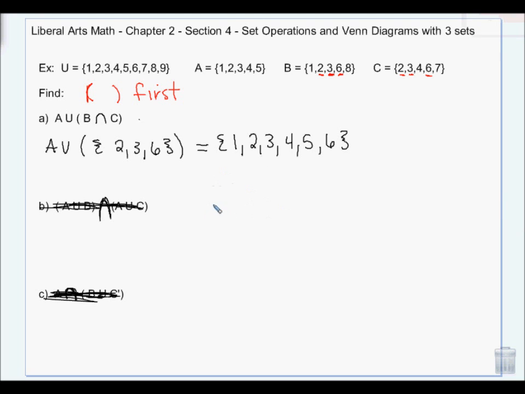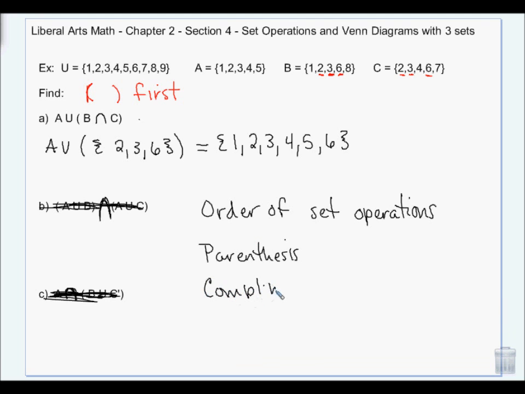Operations for you. Okay, so you have parentheses, and then you have complements, which is when you have the little accent mark, and then you have unions or intersections.